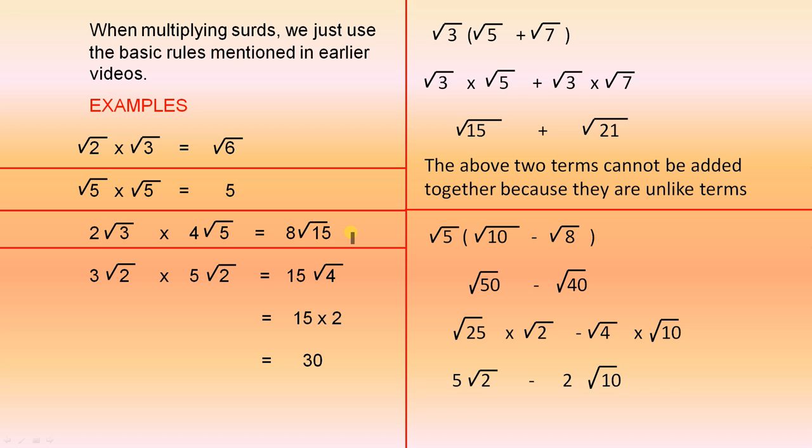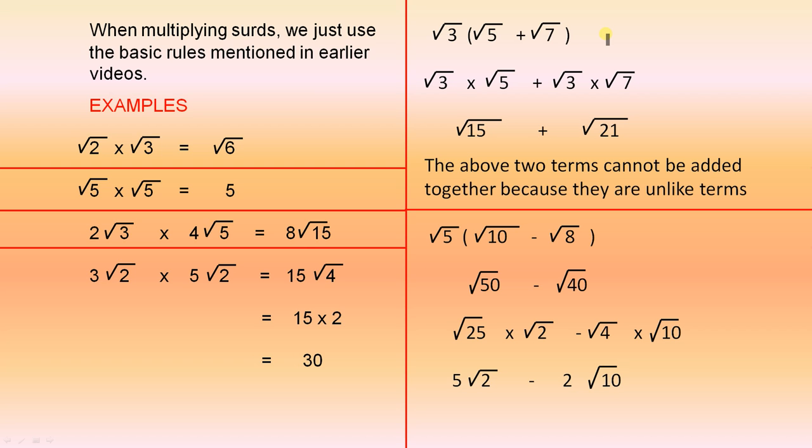2 root 3 by 4 root 5. 2 4s are 8. 3 5s are 15. 8 root 15. 3 root 2 by 5 root 2. 15 root 4. The square root of 4 is 2. 15 times 2 is 30.